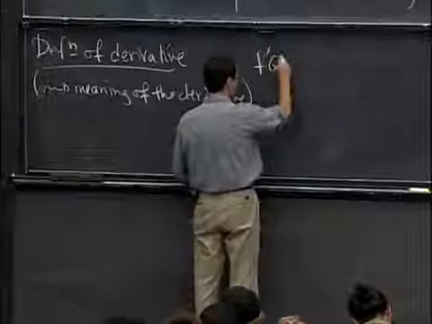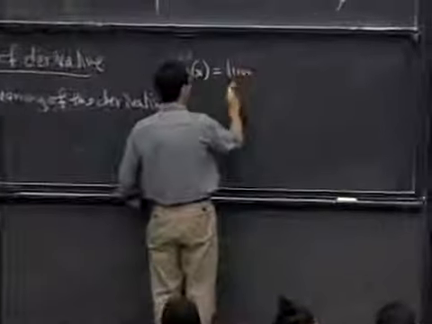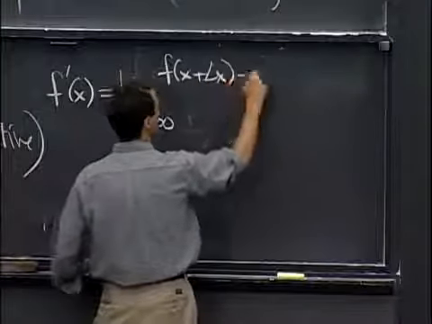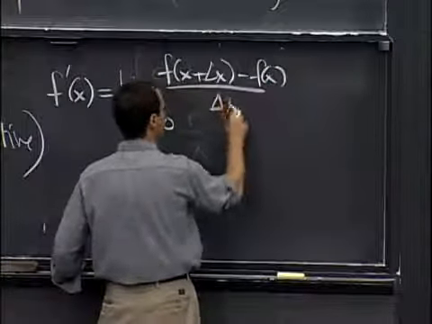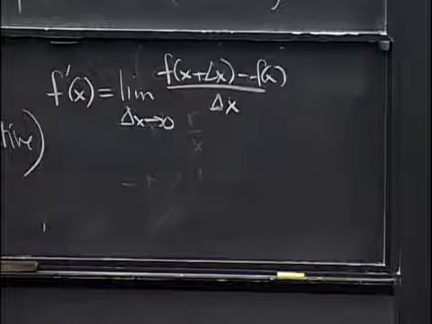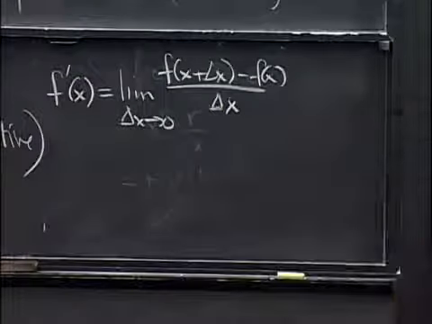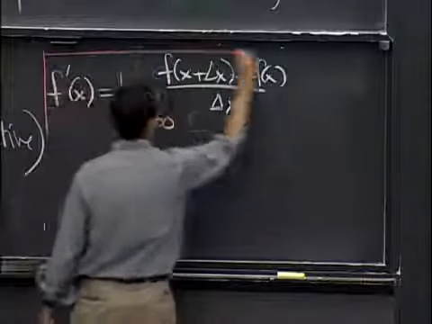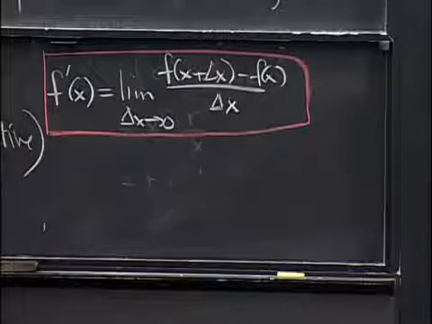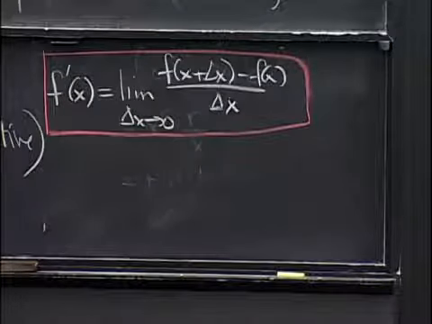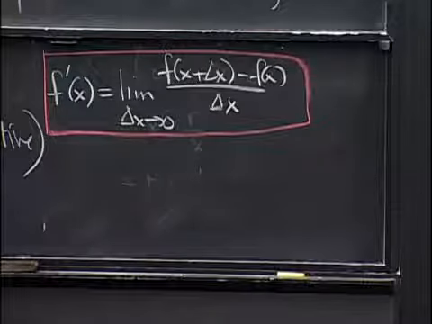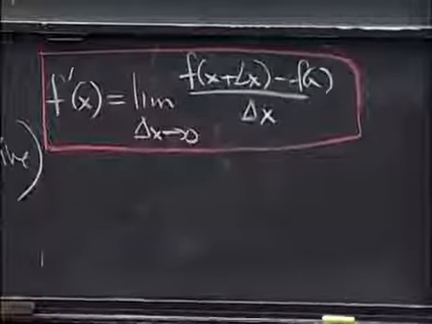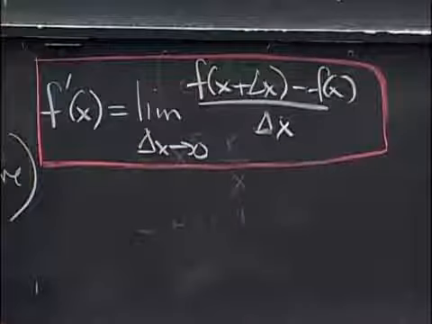The derivative is the limit as delta x goes to 0 of f of x plus delta x minus f of x divided by delta x. So that's it. And this is certainly going to be a central focus here. And you want to be able to recognize this formula in a number of ways. So how did we use this?